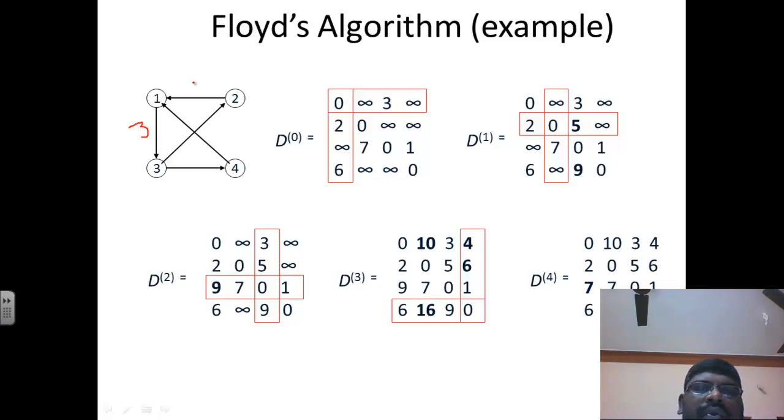And 2 to 1 the value is 2, and 3 to 2 is 7, and 3 to 4 is 1, and 4 to 1 is 6. Okay, so these are the values in the graph. Assume that these are the distance weights. Now we want to find out the shortest one.